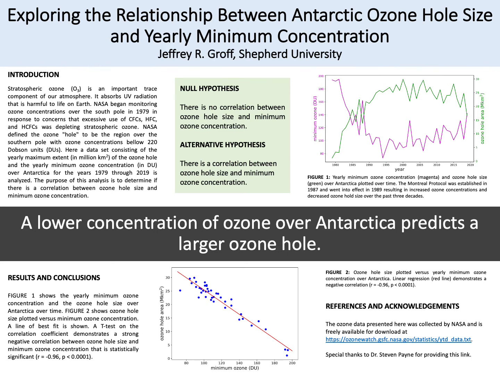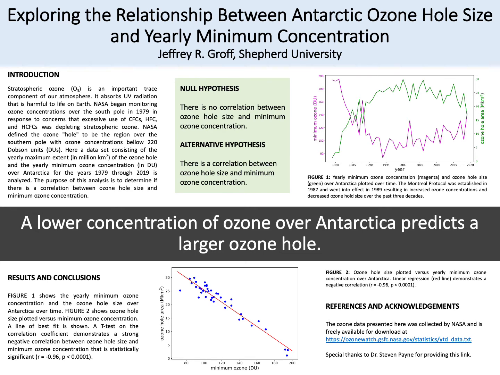So in figure 2, I'm plotting ozone hole area as a function of minimum ozone concentration in Dobson units measured each year. So each blue dot is a data point from each of these years from 1979 through 2019. And a line of best fit is applied to these data points via linear regression, shown in the red line. And a correlation coefficient was calculated, and it revealed a very strong negative correlation coefficient of negative 0.96 between these two dimensions of my data.